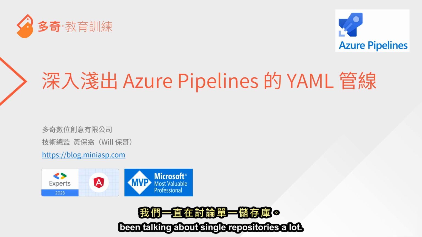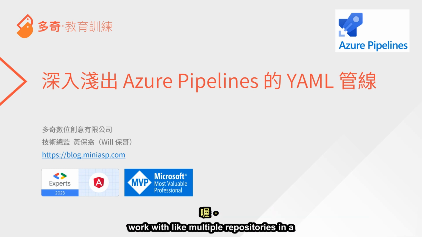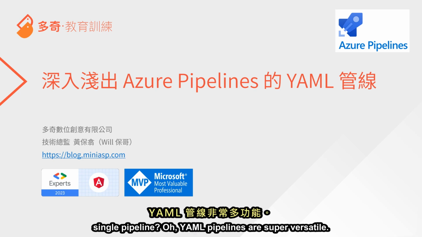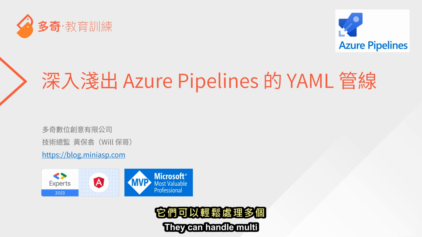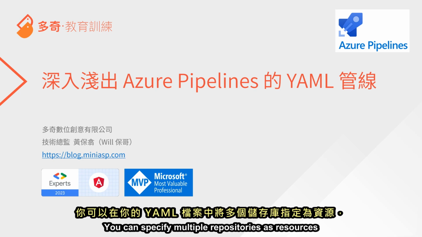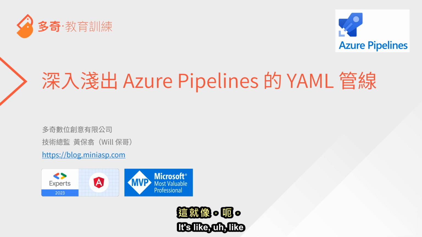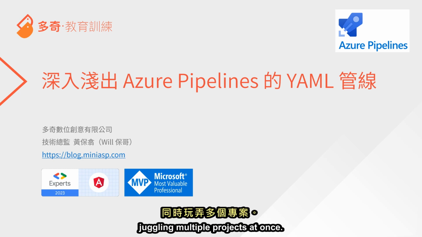Now, we've been talking about single repositories a lot, but what about when you need to work with multiple repositories in a single pipeline? Oh, YAML pipelines are super versatile. They can handle multi-repository scenarios, no problem. You can specify multiple repositories as resources in your YAML file and define how they're checked out and used within your jobs. It's like juggling multiple projects at once.